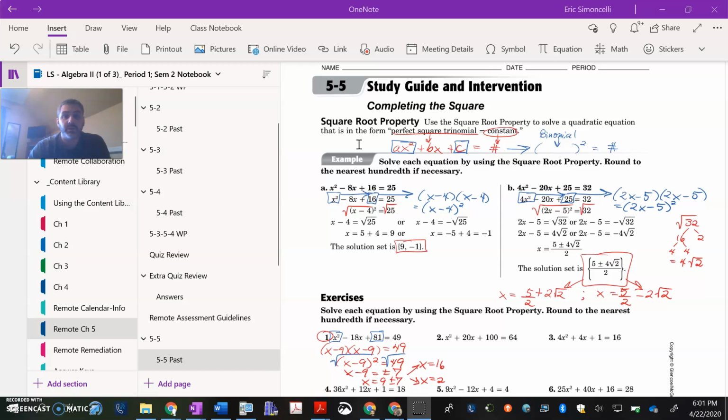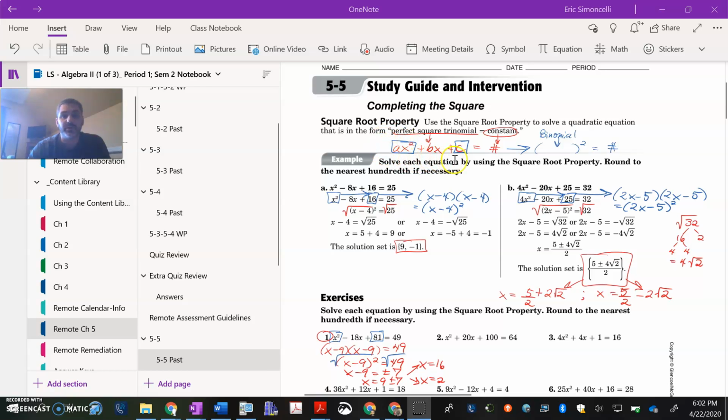The square root property is a property in which you're going to use it to solve a quadratic equation that is in the form of a perfect square trinomial, and in turn it must be equal to a constant. When this is the case, you're going to be able to solve your quadratic equation more simply, whether or not, again, it's factorable.